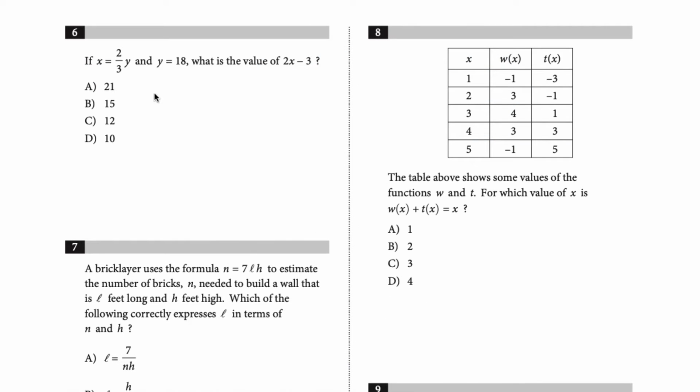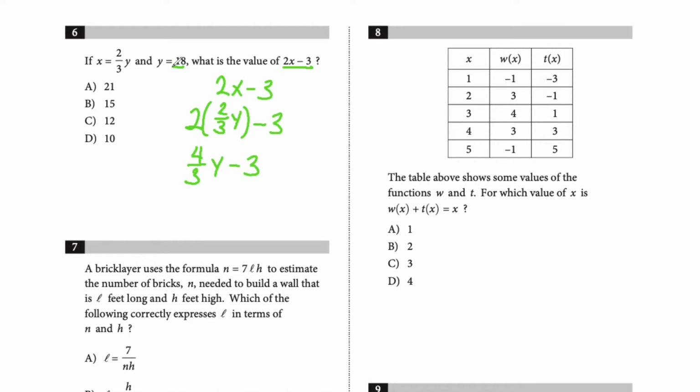Number 6. If x equals 2 over 3 times y and y equals 18, what is the value of 2x minus 3? So the part of the question that we really need to solve is 2x minus 3. We can substitute x for what x equals. x equals 2 over 3 times y. So instead of x, we're going to plug in what x equals. So it's going to be 2 times 2 over 3 times y minus 3. 2 times 2 over 3 is going to be 4 over 3 times y minus 3.